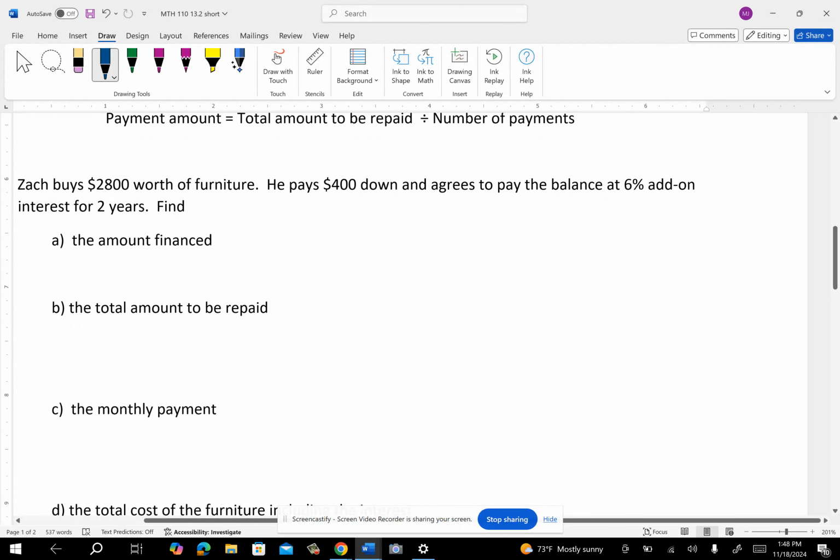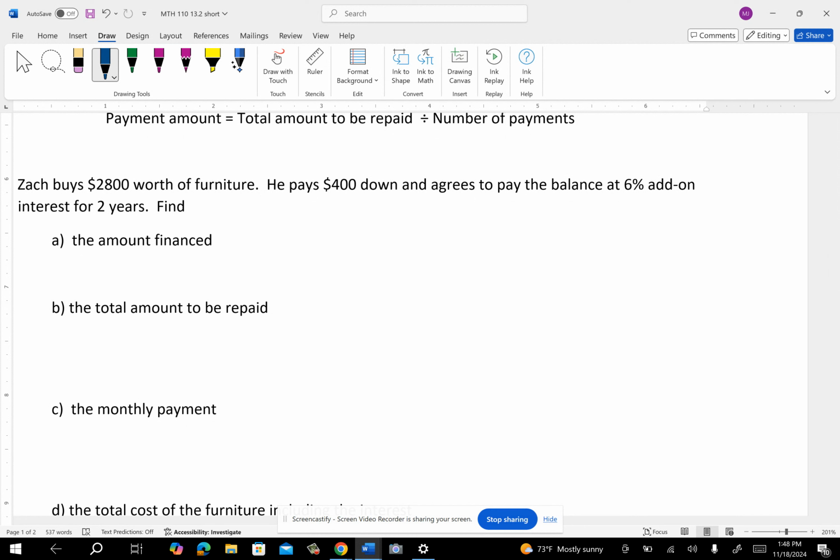In this one, Zach is going to buy $2,800 worth of furniture. He pays them $400 down, which means he gives them that up front. Then he's going to take out a loan to cover the rest. And he agrees to pay the balance at 6% add-on interest for 2 years. We have to find a variety of things.